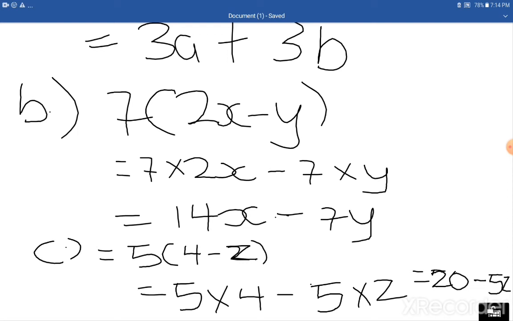4 times 1 is 4, 4 times 2 is 8, 4 times 3 is 12, 4 times 4 is 16, 4 times 5 is 20. That's how we got that.